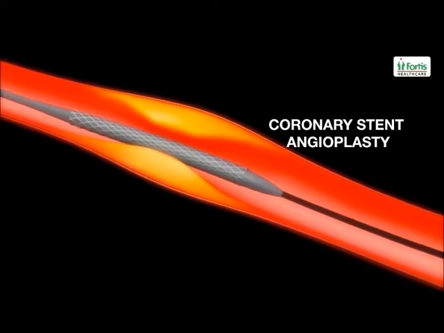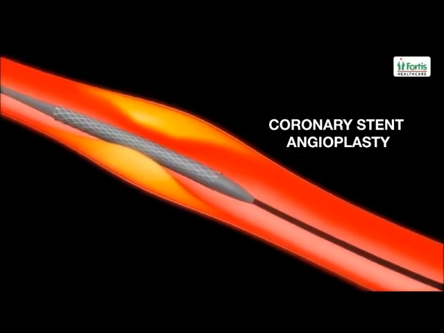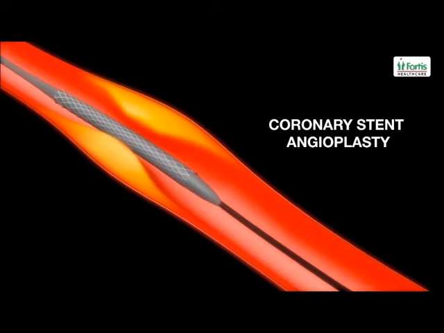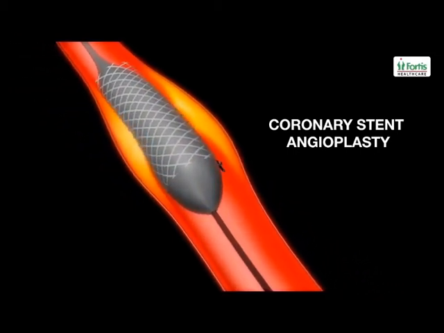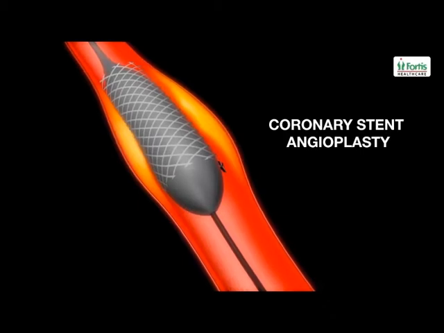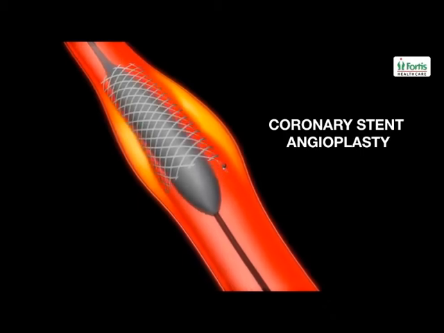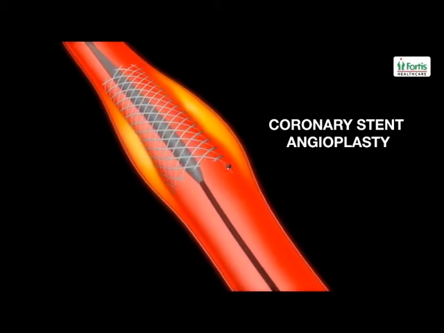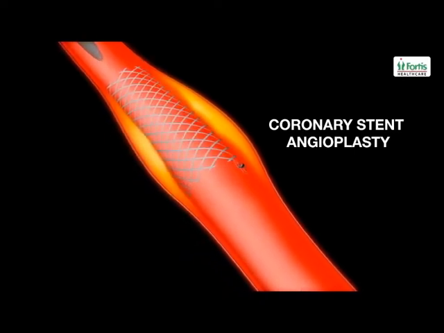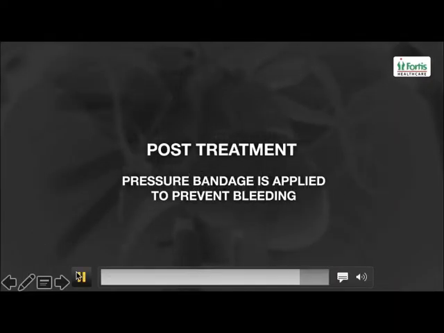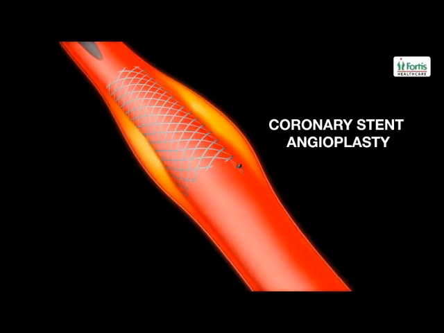A collapsed stent is placed over the deflated balloon catheter as it is inserted into position. When the balloon is inflated, the stent expands and locks itself into place. The deflated balloon and catheter are withdrawn, leaving the stent behind to hold the artery open permanently. Post-treatment, a pressure bandage is... So that describes the stent procedure.